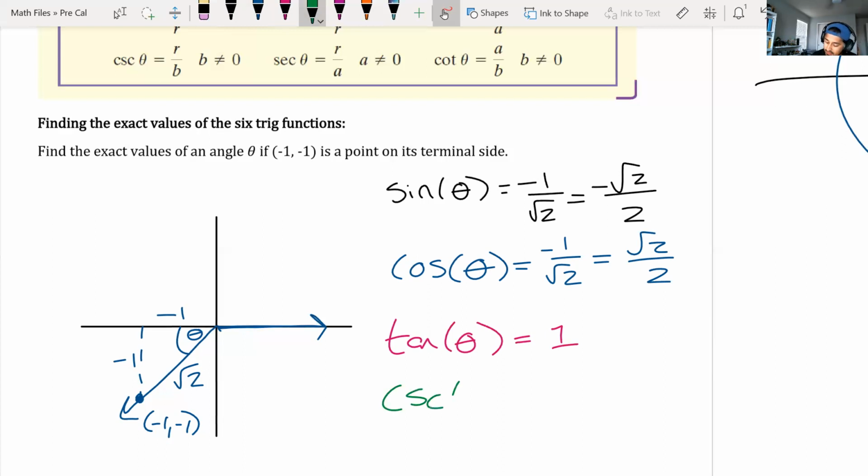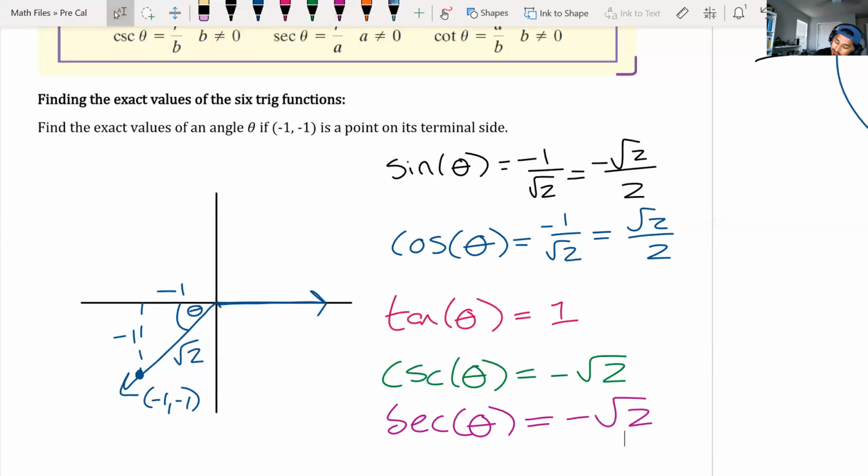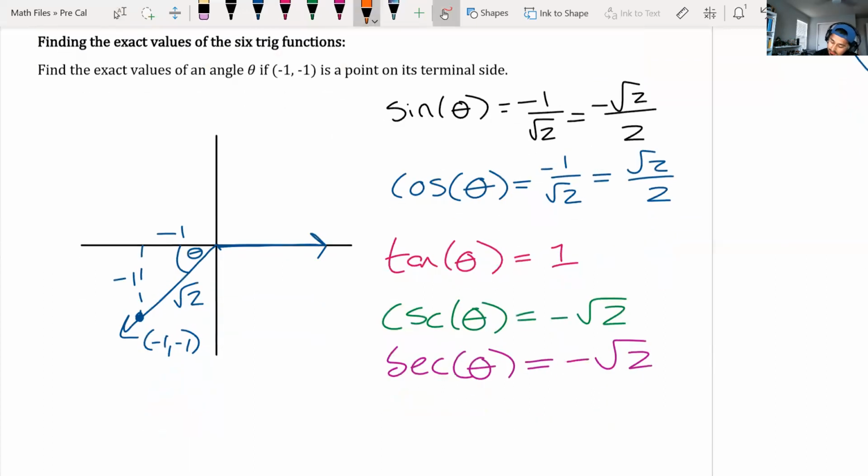What would cosecant of theta be? Negative radical 2. That's it. What would the secant of theta be? Same exact thing. And what would the cotangent be? 1. And that's it, guys.